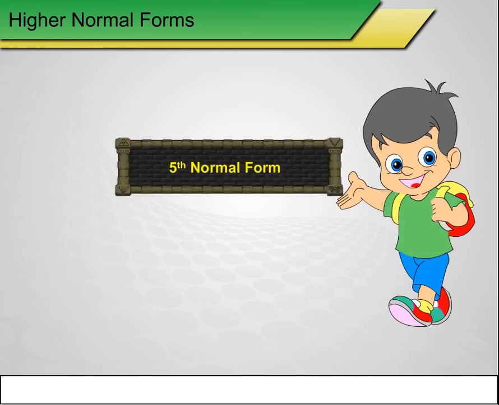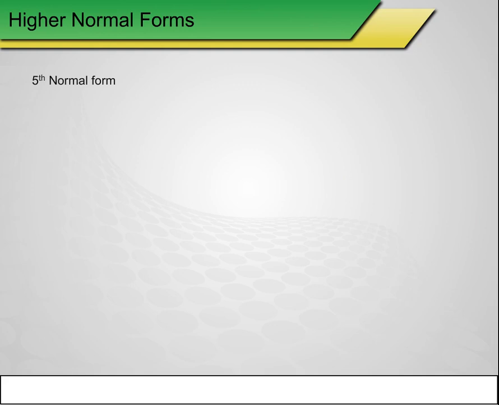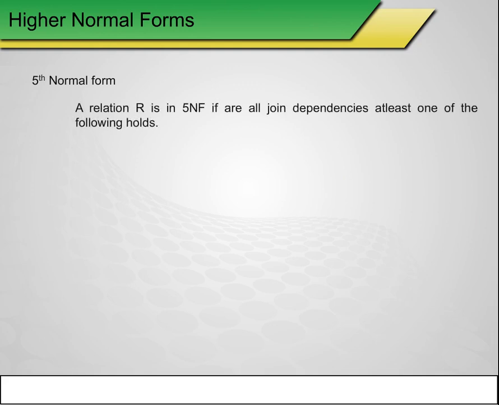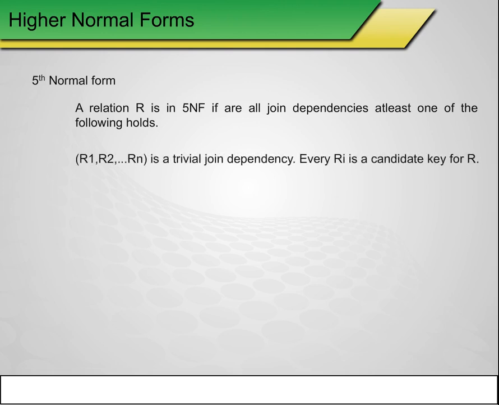Fifth normal form. A relation R is in 5NF if for all join dependencies in R, at least one of the following holds: R1, R2 and up to Rn is a trivial join dependency, or every Ri is a candidate key for R.